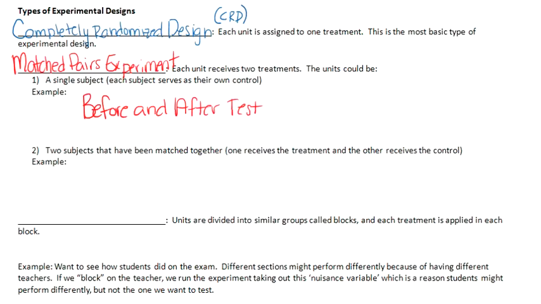The other way that we could do this is take a unit to be two subjects that have been matched together. And ways they can be matched together is maybe they are twins, or maybe it's two people that are very similar that have volunteered to be part of the experiment. In this, then, one of the two people would end up getting the treatment and the other person would end up getting the control, and then we would compare the results of the two at the end of the experiment.